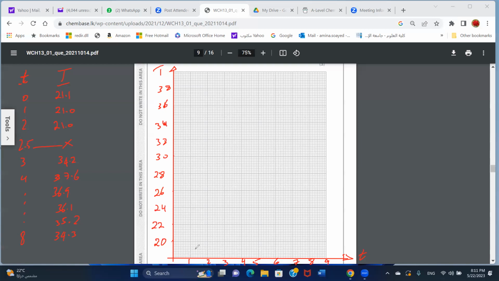Okay, so 0 against 21.1, so it's here. And then we have 1 against 21 and 2 against 21. And then 22.5, here we are going to add the 7.5 grams of the copper sulfate. At 3 we have 34.2.